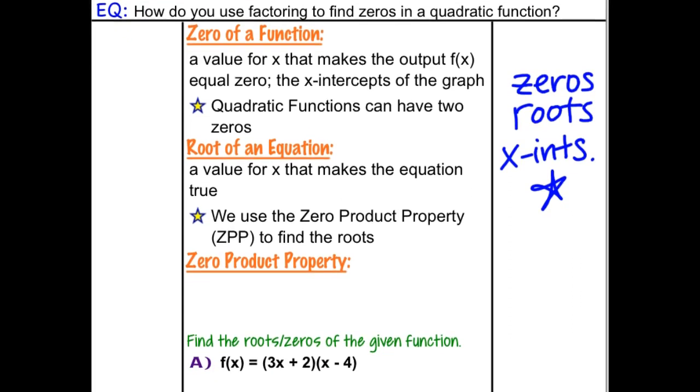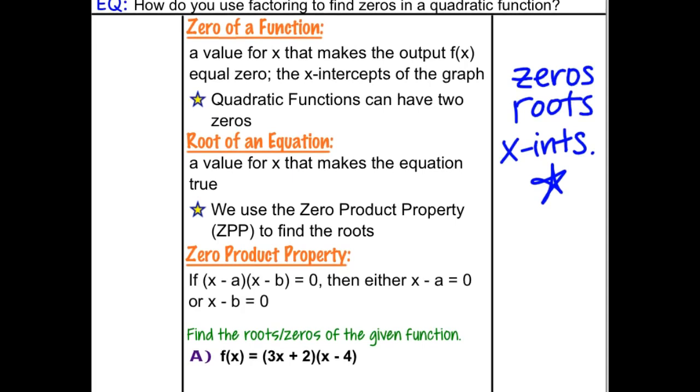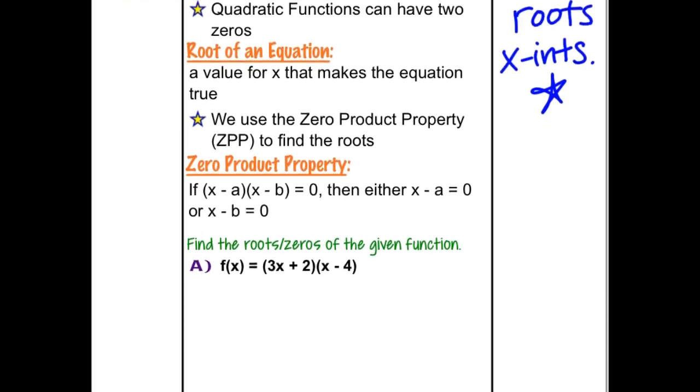So then last but not least, we have the zero product property, which states that if parentheses x minus a parentheses times x minus b equals 0, then either x minus a equals 0 or x minus b equals 0. And you guys learned about the zero product property before, that it just simply means that if you multiply two things together to get 0, one of them has to be 0, because otherwise you won't get 0 for an answer. So let's get into some examples.